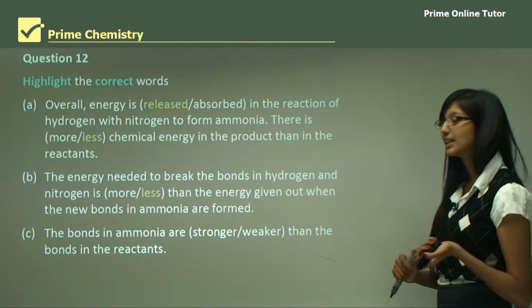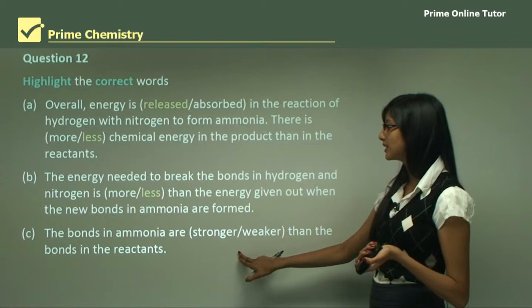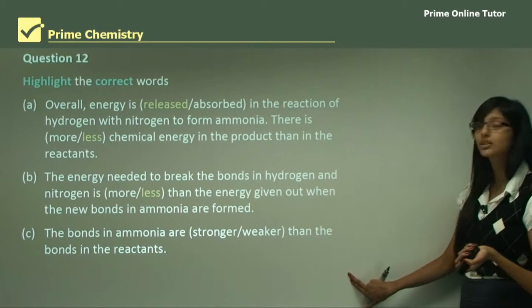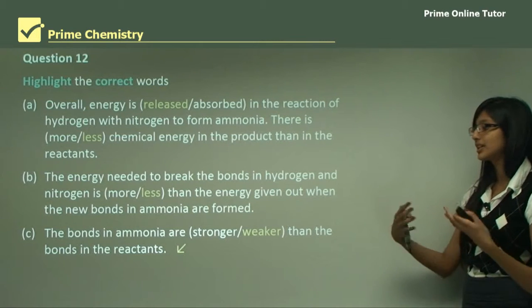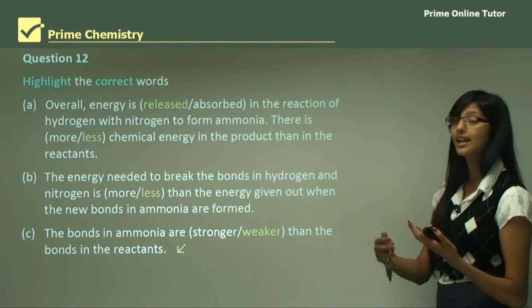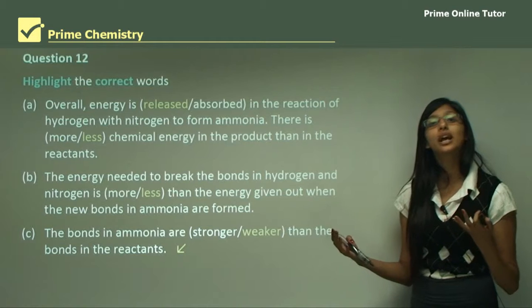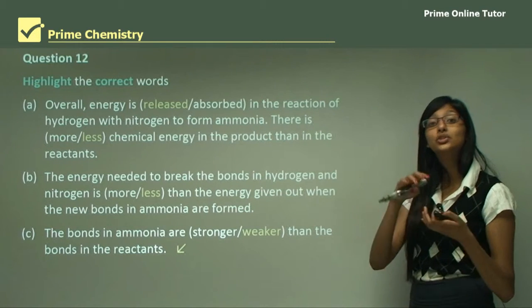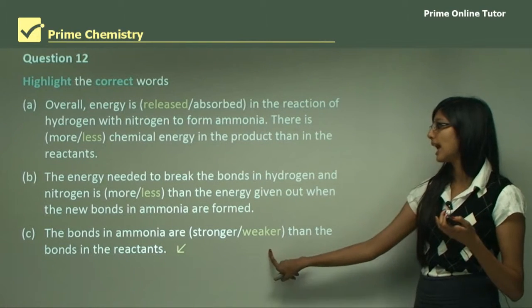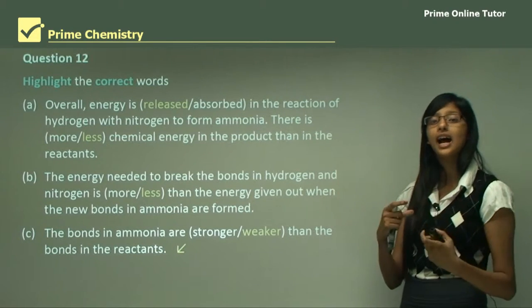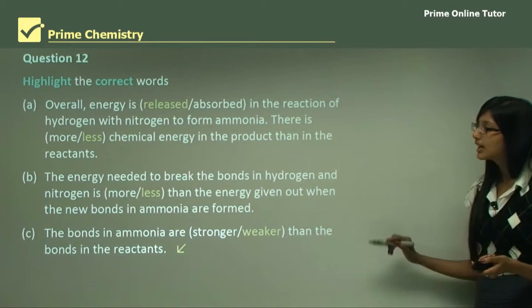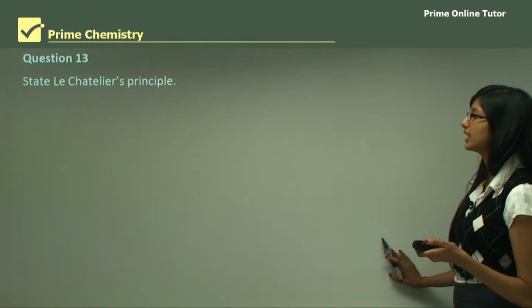And what does C tell us? The bonds in ammonia are stronger or weaker than the bonds in reactants. And we already know that the bonds in ammonia are weaker than the bonds in reactants, because as you should remember, nitrogen has triple covalent bonds, whereas ammonia only has single covalent bonds between the nitrogen and the hydrogen. Now let's move on to question 13.